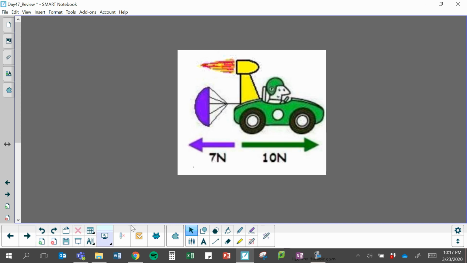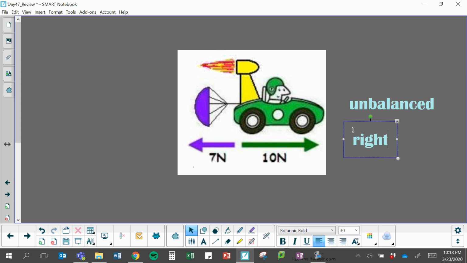Okay, so in this one, we can look at it and figure out that this is going to be unbalanced because they're not the same, they're not equal and opposite. And our net force is going to go to the right, and it's going to go to the right 3 newtons. And we figured that out because these are opposite. We do 10 newtons minus our 7 newtons to give us 3 newtons.